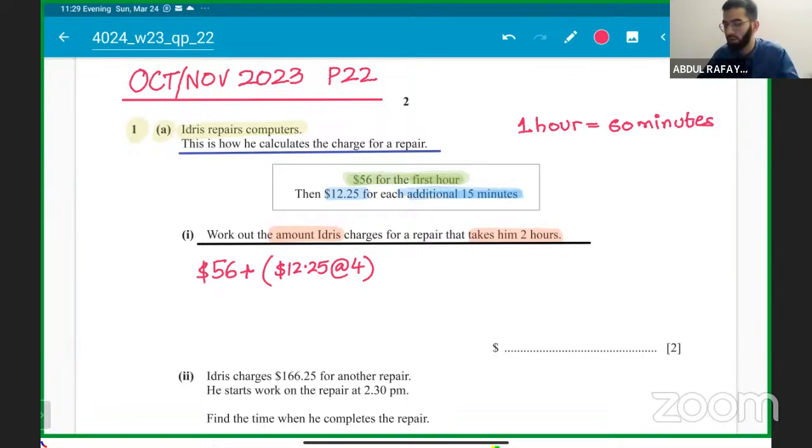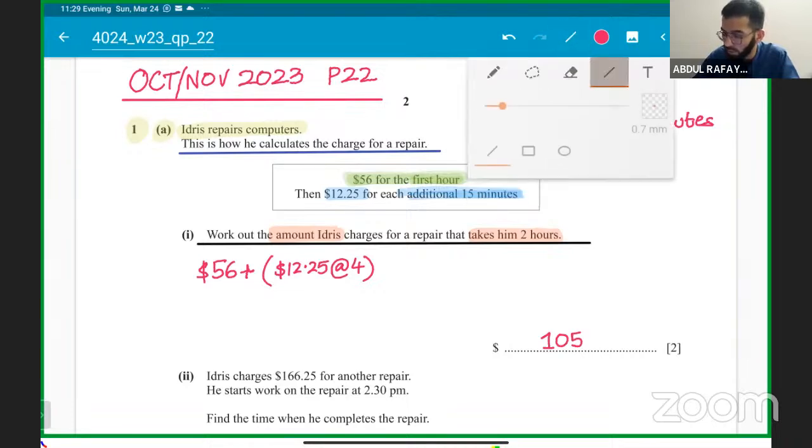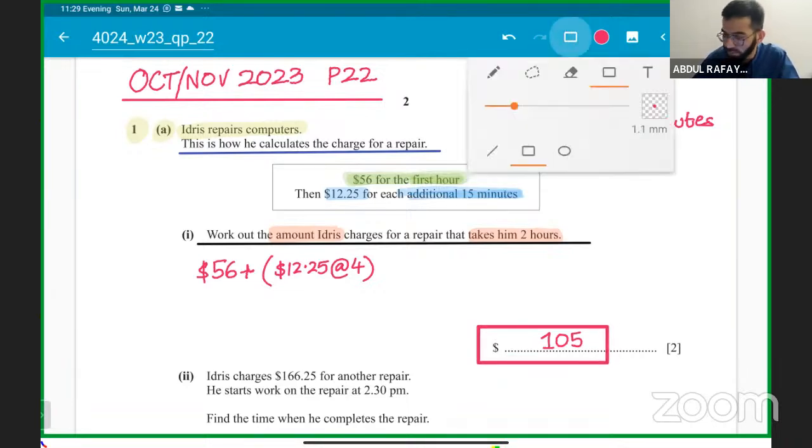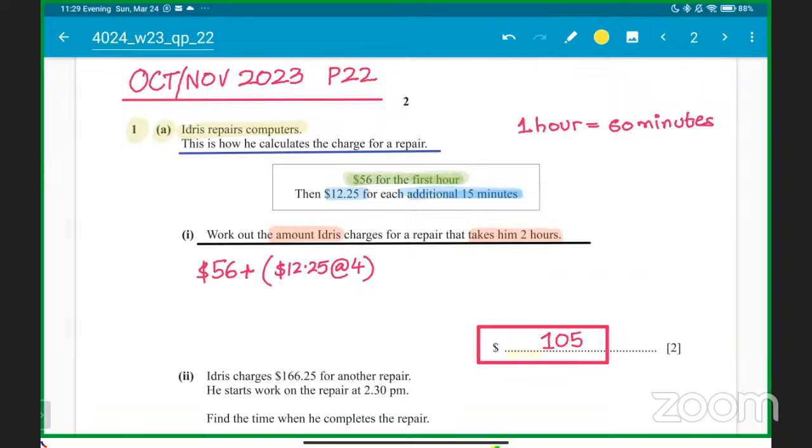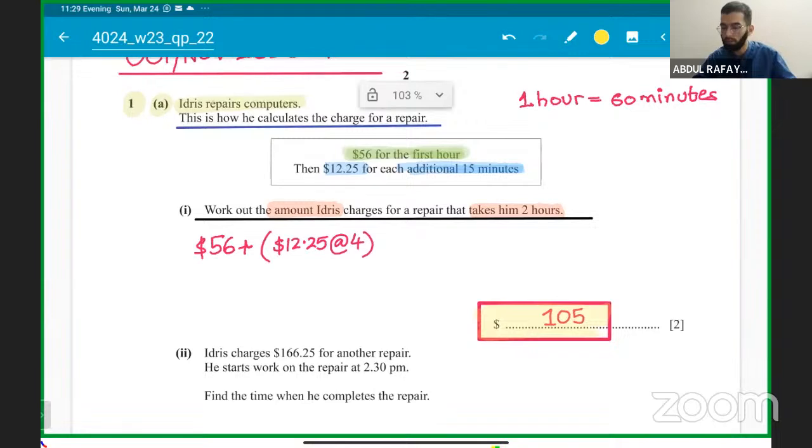Getting it, guys? So that's how you will get the answer. Make sure to use the calculator. 12.25 times 4 is 49, plus $56 is $105. Understood this, guys? Any questions, any doubts? Must be basic, simple, clear. It takes him 2 hours. So the first hour will be $56, and the second hour will be charged at 12.25 for each additional 15-minute slot. 15 minutes times 4 will be 60 minutes, which is the second hour.